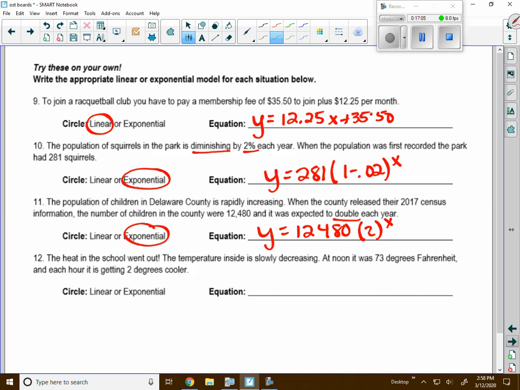Here for number 11 is that we have 12,480 as the population, and then that word doubles implies multiplication, which is an exponential. So that's our rate of 2 right here, and then obviously our power of x.